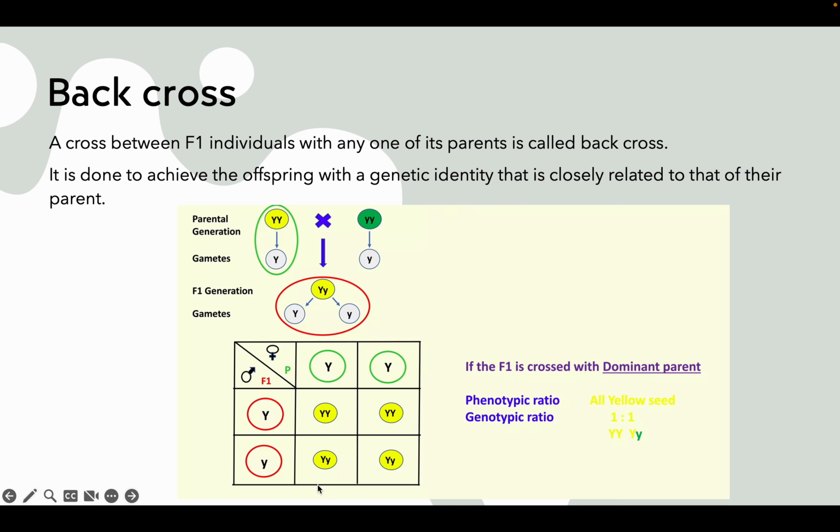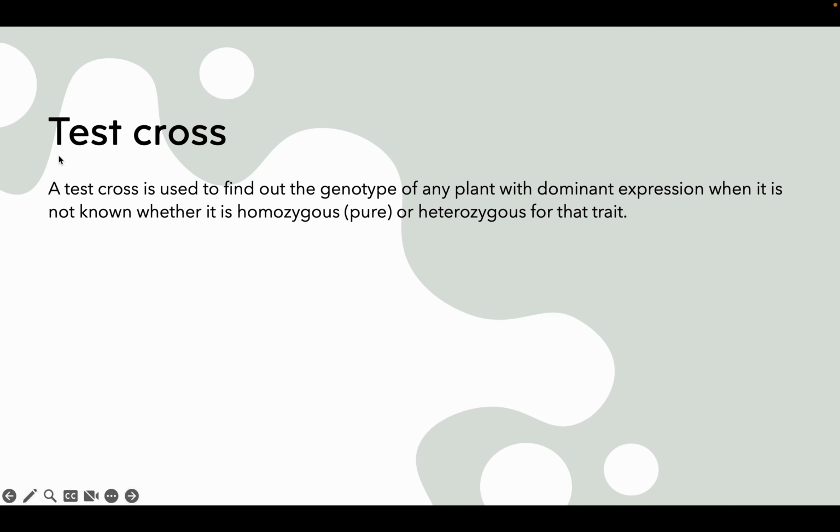Sometimes we just know the color, like it's yellow, but we don't know the genotype, whether it's homozygous dominant or heterozygous. In that case, to identify whether it's homozygous dominant or heterozygous dominant, what we use is the test cross. So what we do in the test cross is that the allele whose genotype we don't know, homozygous or heterozygous, is crossed with the recessive genotype.